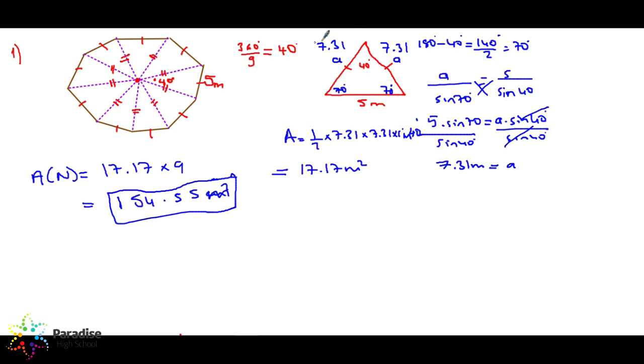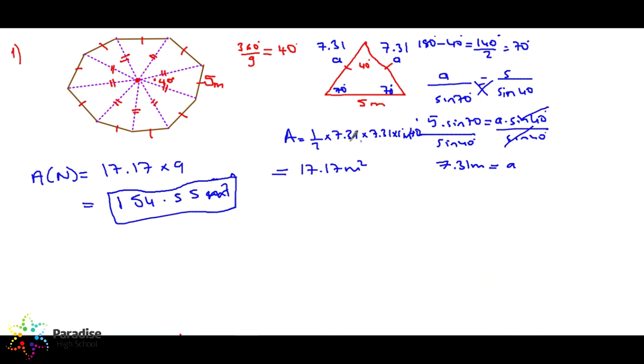So let's draw an individual triangle here. That's 40. This is 5 meters. Two sides are equal. That's an isosceles triangle. 180 minus 40, 140 divided by 2. Base angles are equal: 70, 70. So how do I find A? Sine rule. A over sine 70 equals 5 over sine 40. From that, we find the length of one of the sides here, which is equal to 7.31 in this question.